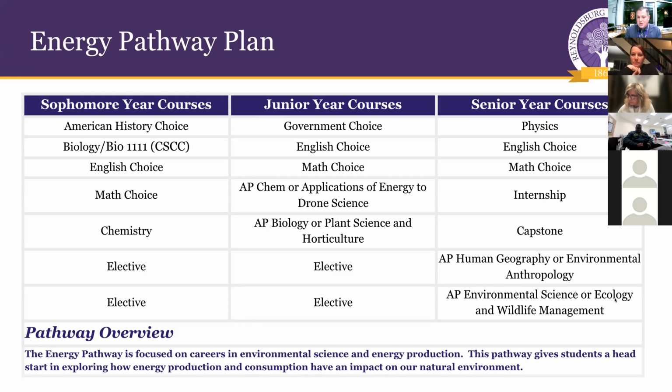Yes, you can mix and match those. You could take AP Chem and plant science and horticulture. We'll work with your student on all those sorts of things, making sure that they are taking the courses that fit best for them in that particular pathway.